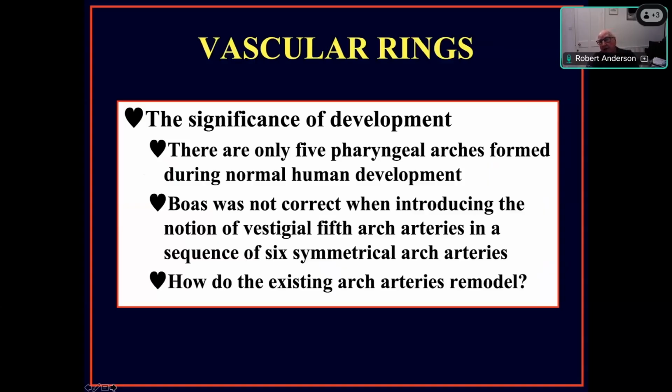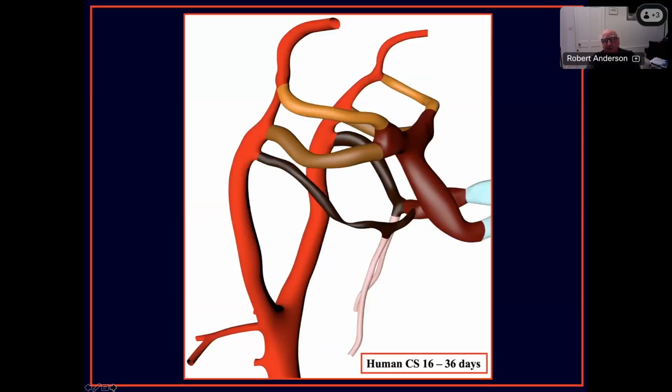So eventually I'm going to talk to you about those alleged 5th arch arteries, but first let's look at how the 5 sets of arch arteries remodel and how that underscores vascular rings. So I'm going to start at this stage of Carnegie 36 days of development, when we have the final 3 sets of arch arteries. So I'm showing you here the right horn of the aortic sac, and there is the left horn of the aortic sac.